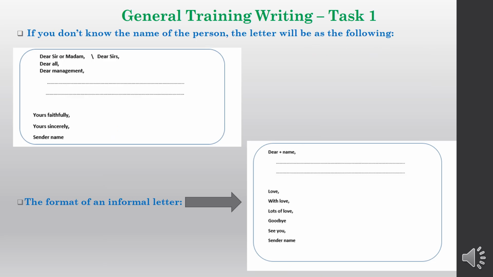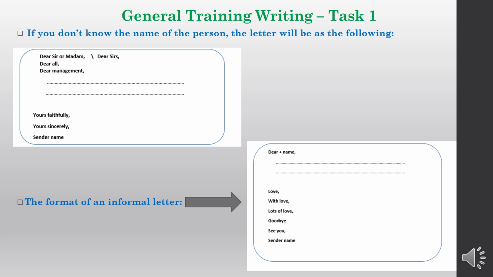If you don't know the name of the person, the letter will be as follows. For example, Dear Sir or Madam, Dear Sirs, Dear All, Dear Management, and then move on to the content of your letter. And after that, you can sign off using yours faithfully or yours sincerely, and then mention the sender name, which is your name.